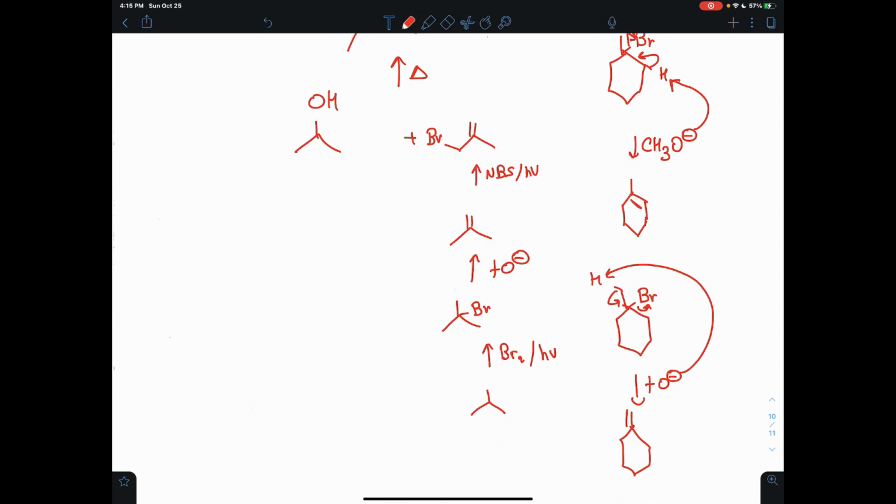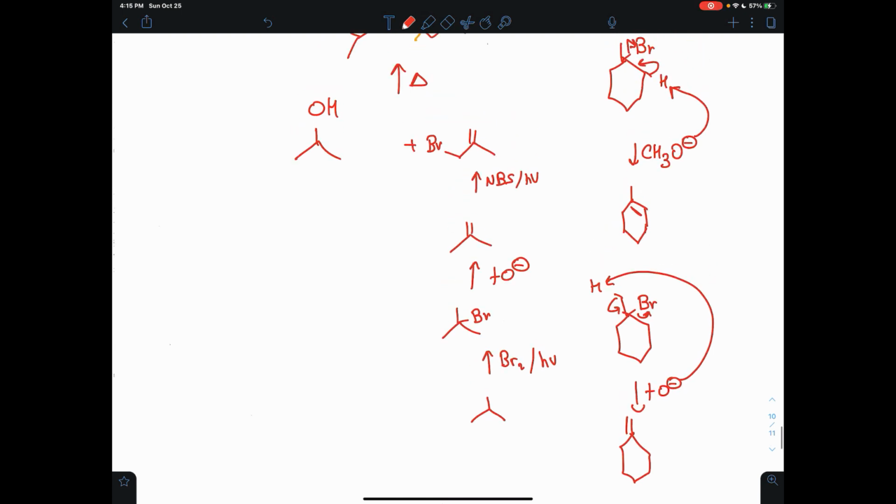You always have to use a strong base because it's going to give you the better product and form an E2, but you have to know which one to use, a strong bulky base or a small strong base. So just keep that in mind.